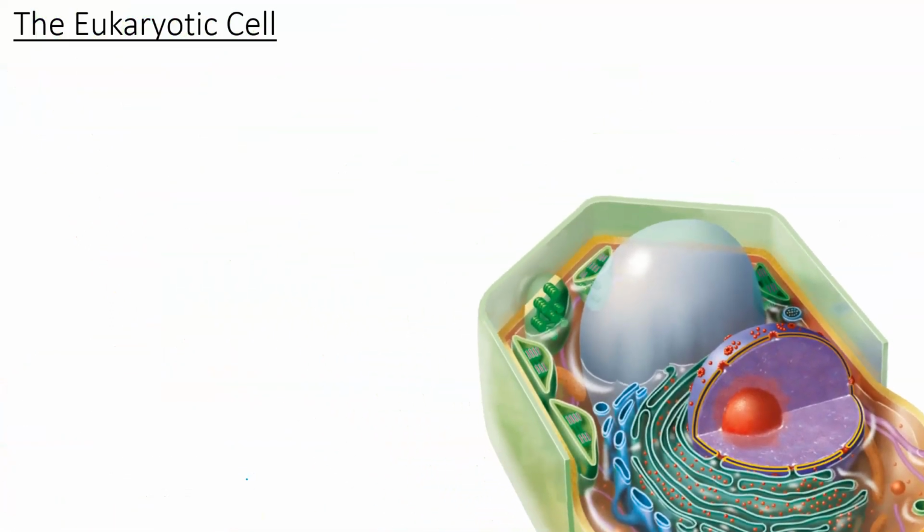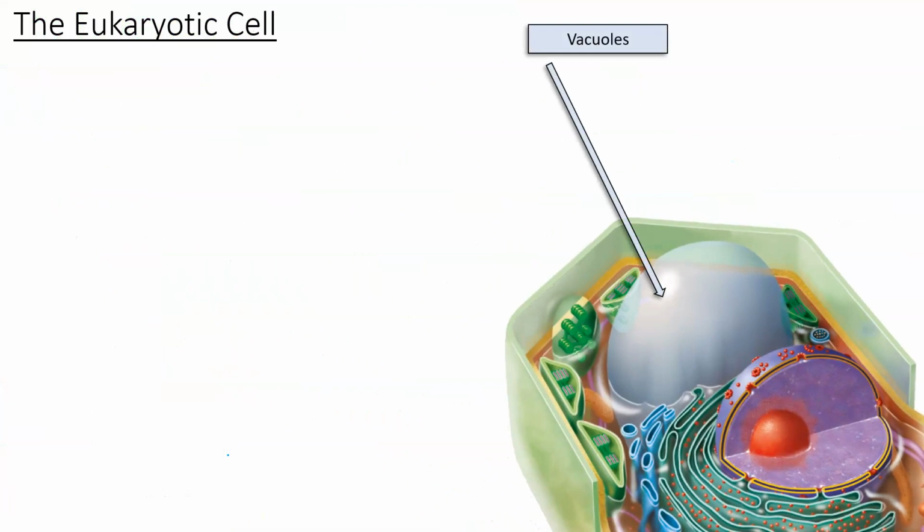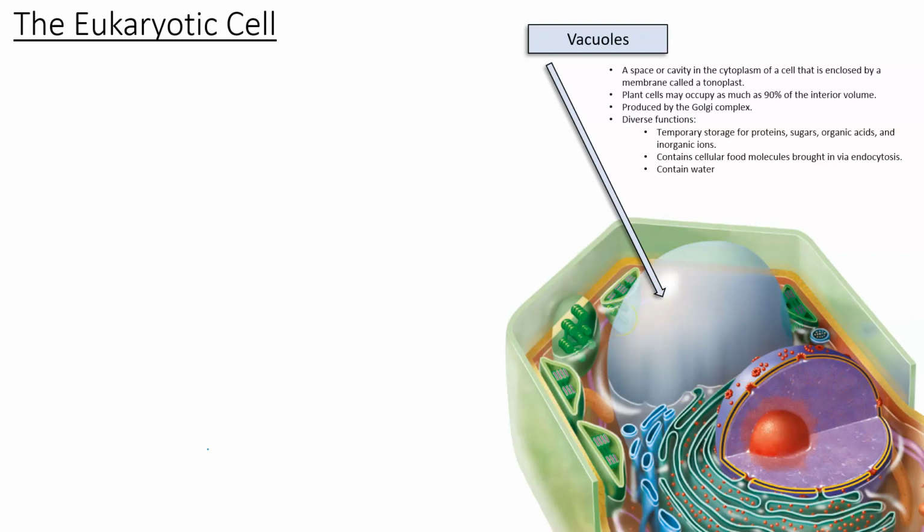Okay. Moving on, we get into our vacuoles. So in a plant cell, like in this top half of the diagram, you'll see that there is a large central vacuole that is only possessed by plant cells. While animal cells also have vacuoles, you will never see an animal vacuole that large. Vacuoles are spaces or cavities in the cytoplasm of a cell that are enclosed by a membrane. And in plant cells, because they have a large central vacuole, that can be as much as 90% of the interior volume. And they have a variety of functions.